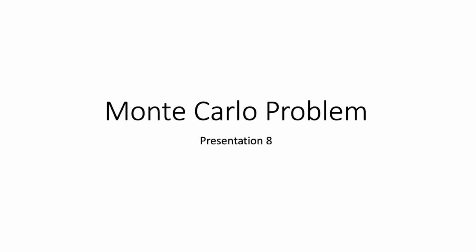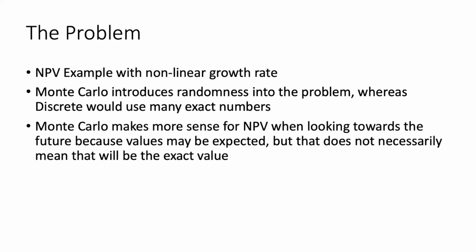In this video, we will go through a Monte Carlo problem. The example that we will go through is a net present value example with nonlinear growth rates. A Monte Carlo introduces randomness into the problem, whereas a discrete would use many exact numbers.